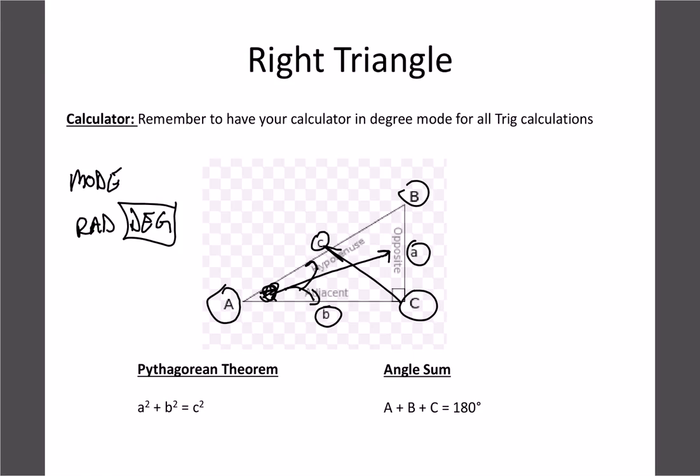Other than that, our other main ideas are Pythagorean theorem. For any right angle triangle, our two sides, our legs of the triangle, squared will add up to our hypotenuse squared. And also any three angles in a triangle, ABC, always add up to 180.